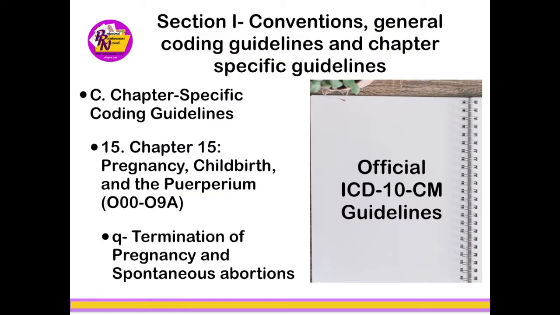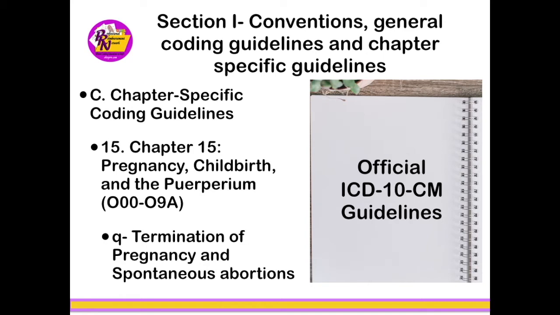Next, we're going to look at chapter 15, which is pregnancy, childbirth, and the puerperium. These are in the O00 through O9A code ranges, and the guidelines start on page 64. So we're looking at section Q, termination of pregnancy and spontaneous abortion. Number 2, retained products of conception following an abortion.